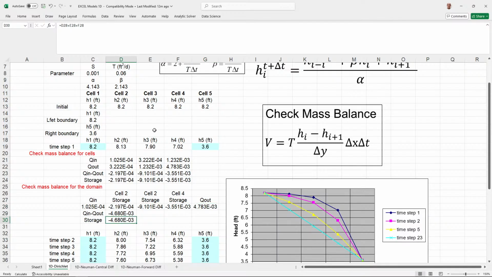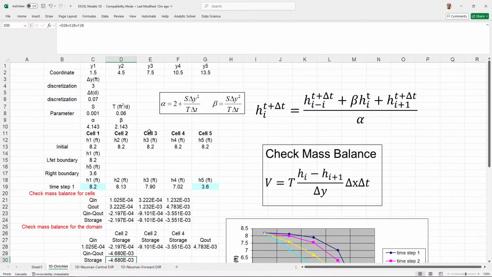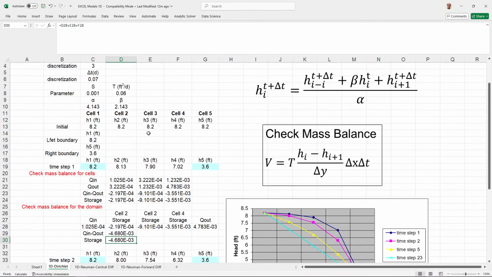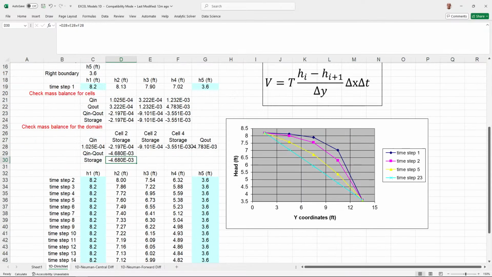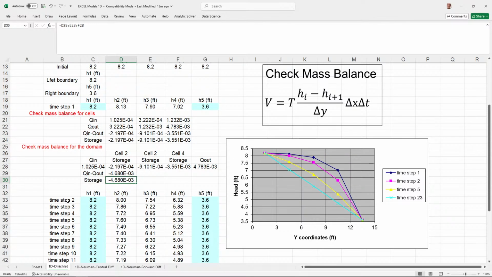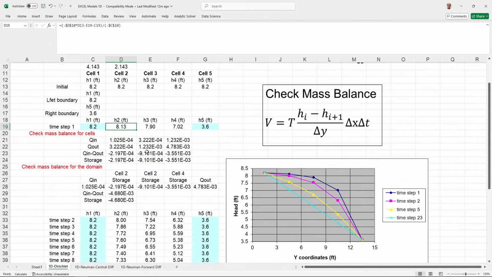That would be equal to the change in storage. Okay, so that's basically the conservation of mass. But typically, this is just for one time step, but I can repeat this for different time steps. So this is for my second time step, my third time step, my fourth time step, and so on and so forth. Here, I use the value from my initial condition.